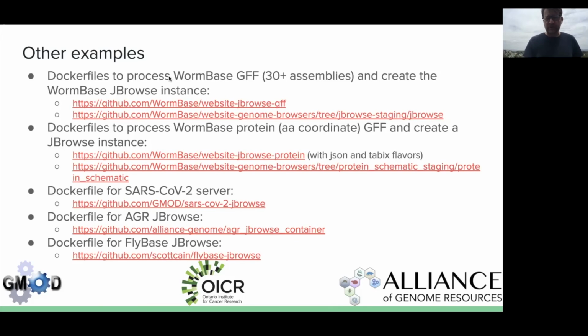There are several other examples that I don't really have much time to talk about, but basically WormBase has 2 different JBrowse instances, one that uses 30+ assemblies. We have Docker containers that process GFF into NCList, and one that creates a server. Same thing for WormBase protein GFF that makes amino acid coordinate JBrowses, plus Dockerfiles for a SARS-CoV-2 server that runs on covid.jbrowse.org right now, one for the AGR JBrowse server, and a demo for the fly-based JBrowse server that's not used anywhere yet, but probably will be sometime soon.